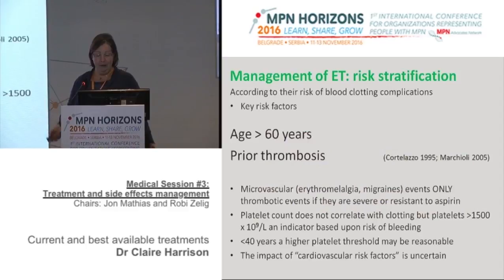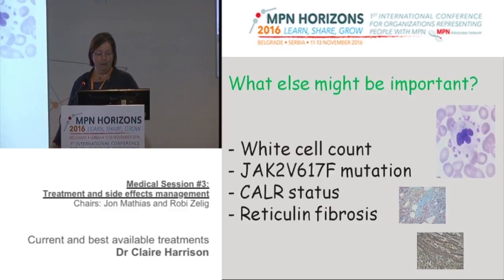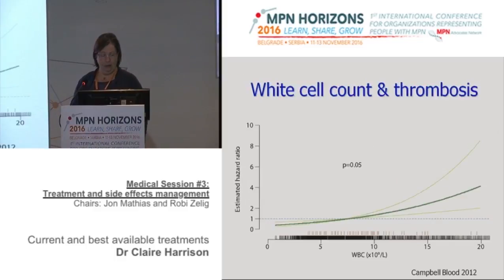So ET is very similar to PV. What else might be important, although we have to think about this calreticulin mutation and that this might be a milder disease. We also have to do this thing about differentiating ET from myelofibrosis. By the way, I think that's also a difficult interface for PV as well.